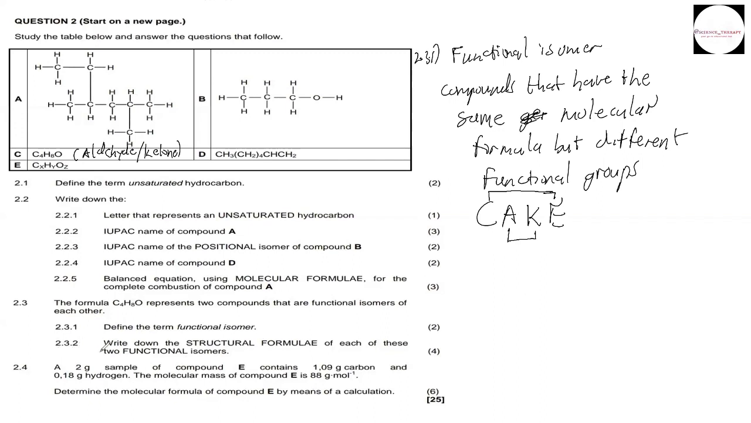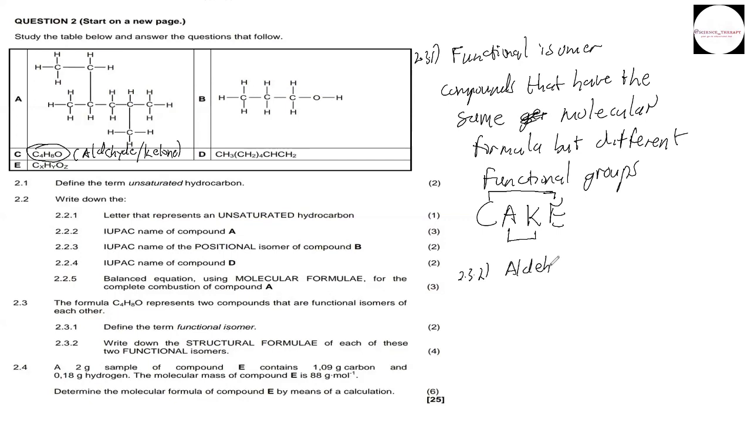And then 2.3.2 says, write down the structural formulae of each of these 2 functional isomers. So given this molecular formula here, the same molecular formula, how do we then draw the structural formulas of each of this? Let's start with the aldehyde.